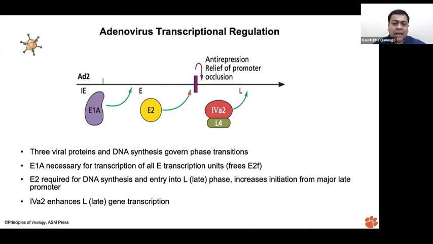So you can easily see that this is a cascade. On the other hand, right here, this is an autoregulatory loop. So you can well imagine how these are working in the transcriptional control. So that's the overview of the adenovirus.